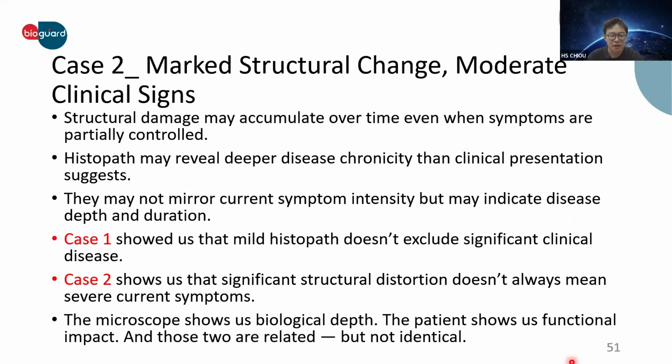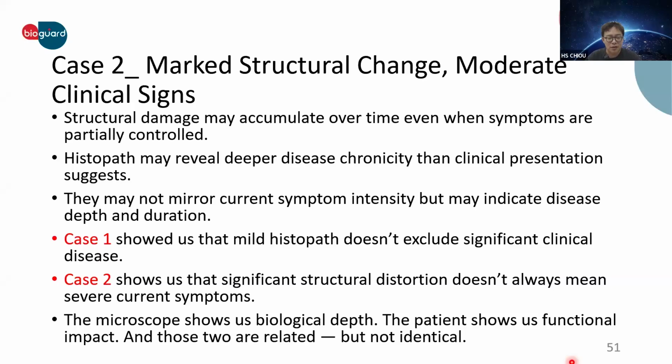And that's a key lesson. Structural parameters often reflect chronic biological injury. They may not mirror how bad the diarrhea or vomiting is today, but they tell us how long and how deeply the disease has been active.